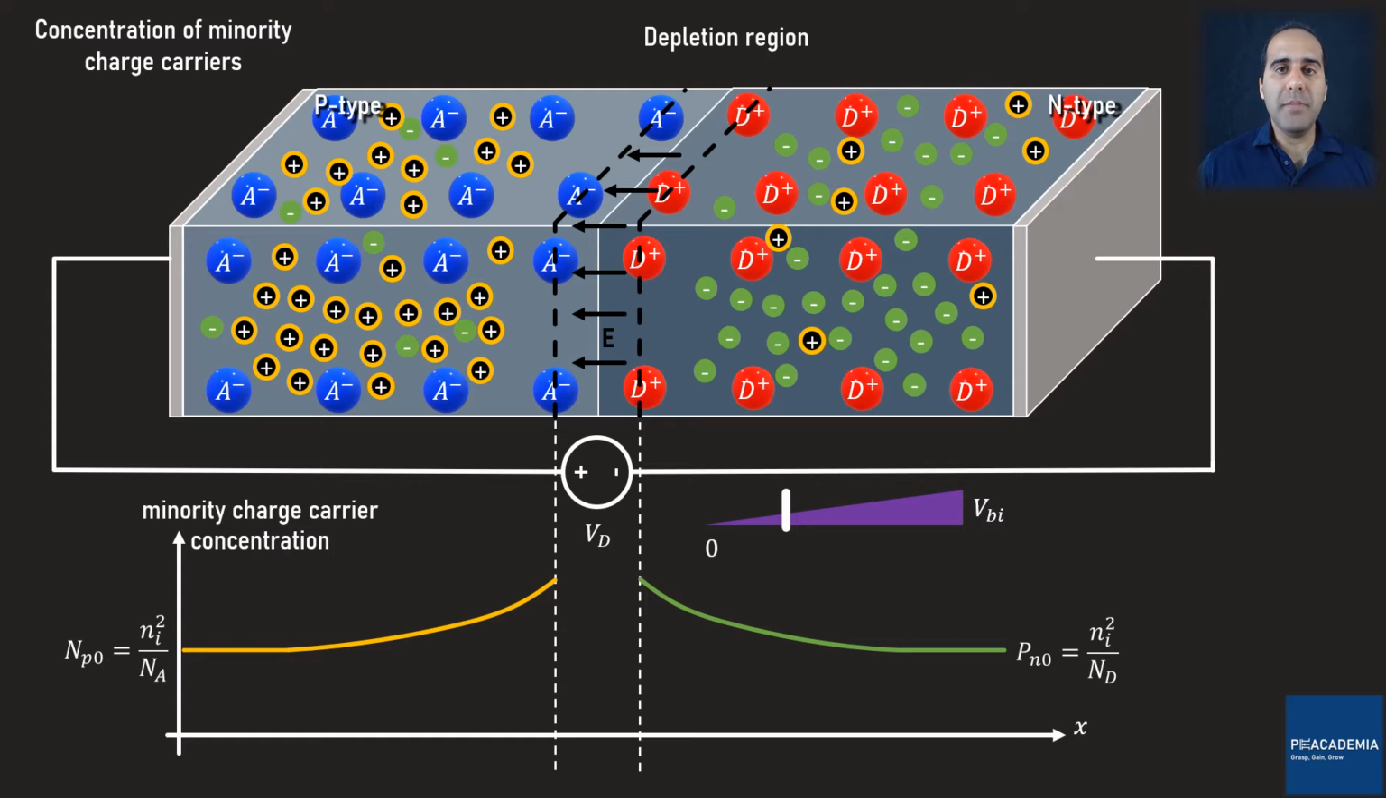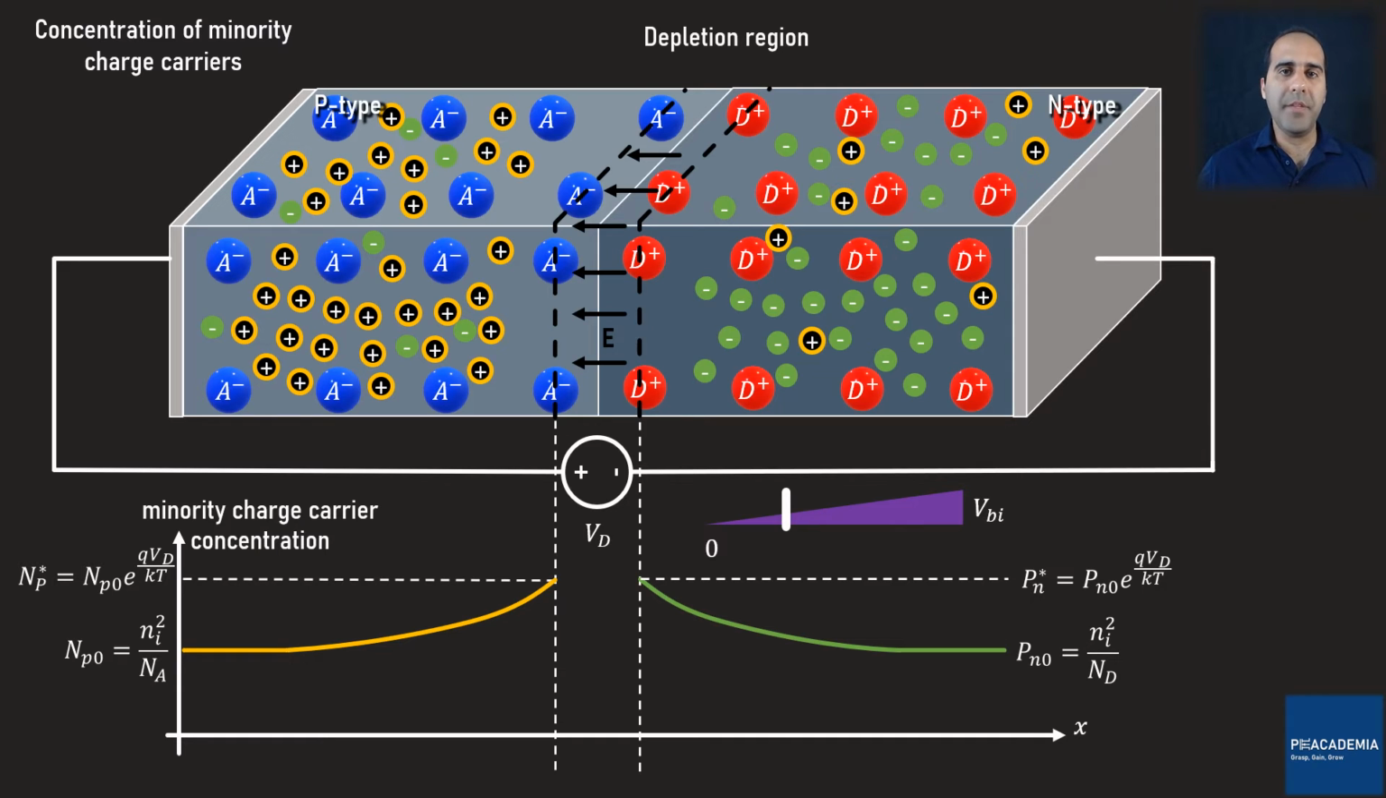At the edge of the depletion region on the P side, the concentration of free electrons, NP star, equals NP0 times e to the power of QVD over KT. At the border of the depletion region on the N side, the concentration of holes, PN star, equals PN0 times e to the power of QVD over KT. By moving away from the depletion region edges, the concentration of the minority charge carriers on both sides exponentially reduces.